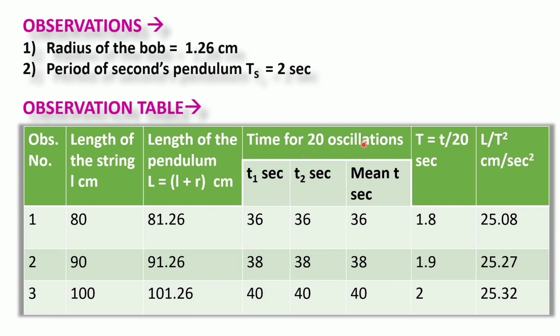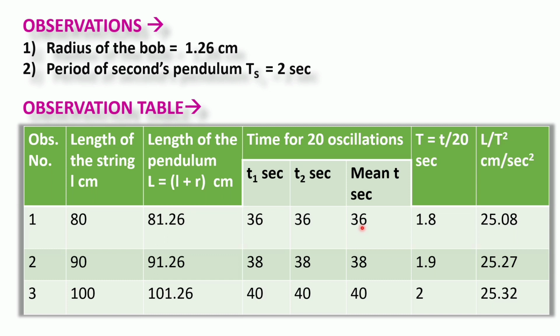So these are nothing but the different lengths, and for these 3 different lengths we have recorded the time for 20 oscillations. So here we take 2 sets of readings for each length. So first, for 80 centimeter length we obtain 36 seconds time. So mean time is 36. For 90 we got 38 seconds, so that is 38 seconds. And for 100, both the times it is 40, so mean is 40. Next, this is the time for 20 oscillations.